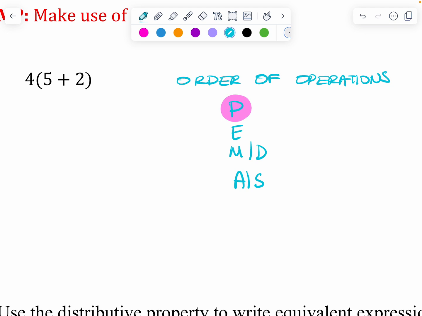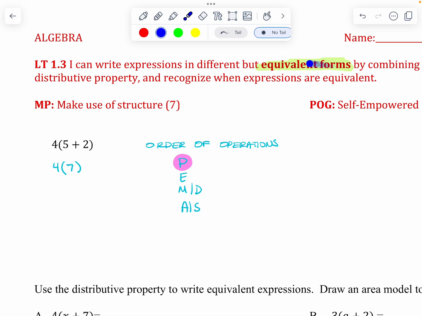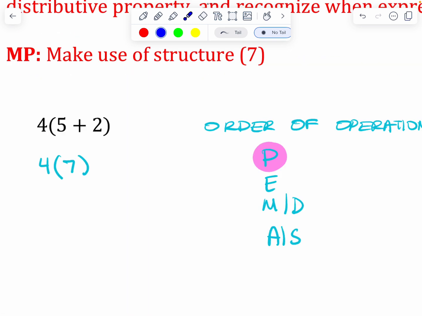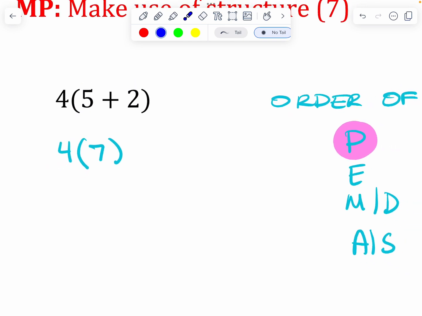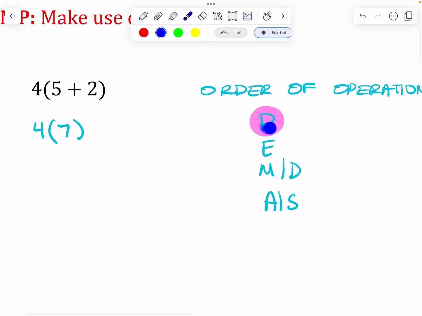So since 5 plus 2 is 7, instead of writing 5 plus 2, I'm going to write 7. That's, again, the idea of equivalence, meaning same but different. 5 plus 2 is 7, so instead of writing 5 plus 2, I can write 7 in its place because they mean the exact same. So since I've done parentheses, then I move on to the E for exponents. There's no exponents here, so then I move on to multiplication and division, and that's what's happening here.